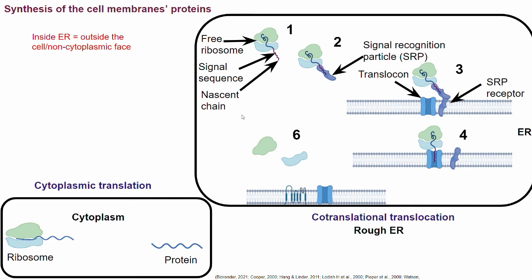Okay, just one last thing to mention. Inside the endoplasmic reticulum is actually outside the cell, or non-cytoplasmic phase. So whatever is produced inside will face the outside of the cell, if the protein is made for the cell membrane. So in this case, if this is made for the cell membrane, this side will face the cytoplasm, and this side will face the outside of the cell. Okay, that's what this means.